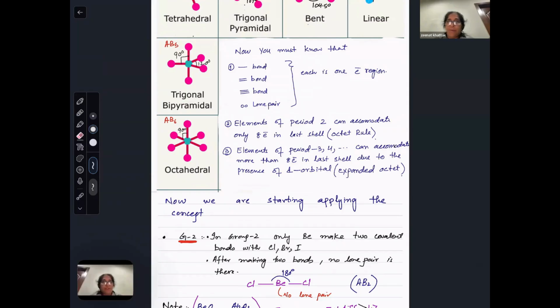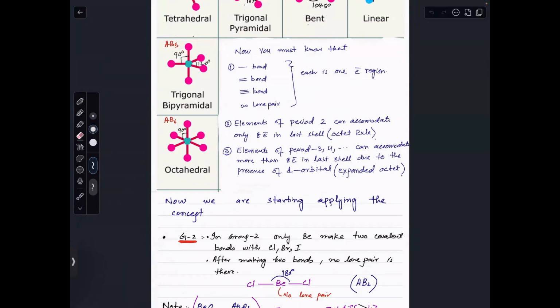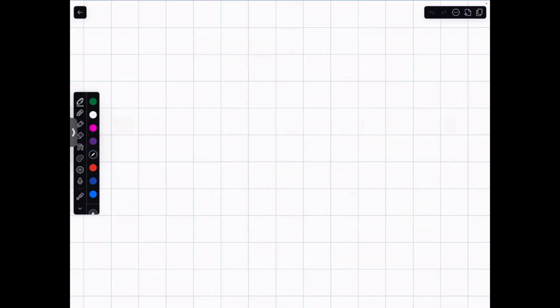So coming to this topic, look. When you are going to apply shapes of molecules, in the previous lecture, what we did is, if AB2 is the central atom, it's 180, no lone pair, linear.